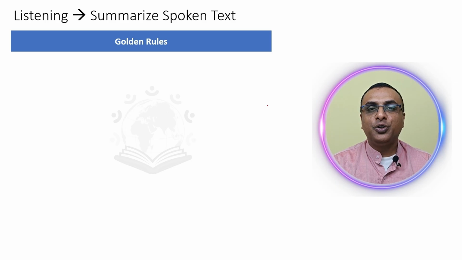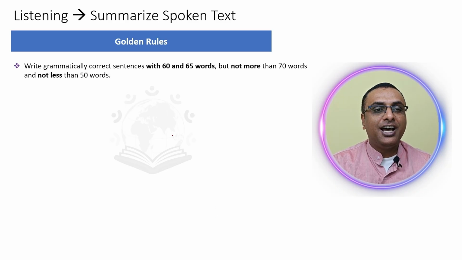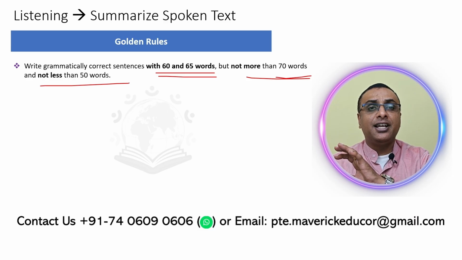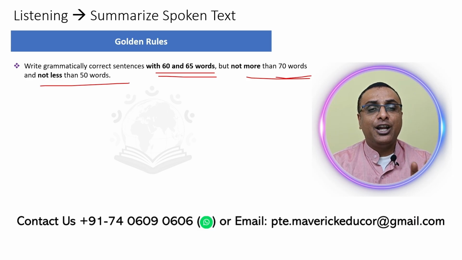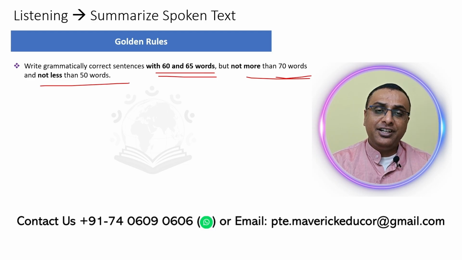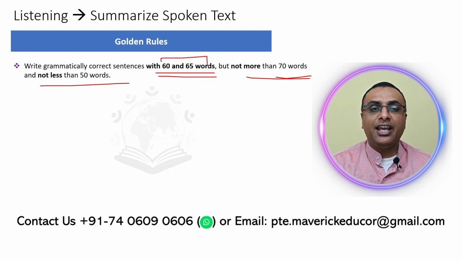Now that you've understood all the details of summarized spoken text, let's quickly revise it in the golden rules. First and foremost, write grammatically correct sentences with about 60 to 65 words, but not more than 70 words or not less than 50 words. PTE will not consider this response at all. It will straight away give you 0 marks if you write more than 70 words and less than 50 words. So a good response should contain anywhere between 60 to 65 words.